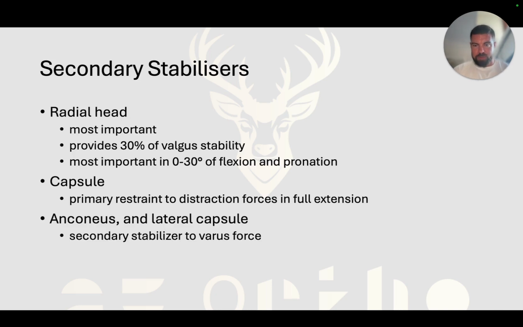The capsule itself is the primary restraint as well to distraction forces in full extension, but overall it does give you some secondary stabilization as we come into flexion. And then remember that your lateral capsule and your anconeus are secondary stabilizers to the varus force. So that's why we don't like to bring the elbow or the forearm or the upper limb into abduction during that rehabilitation phase of the first 6 to 12 weeks.